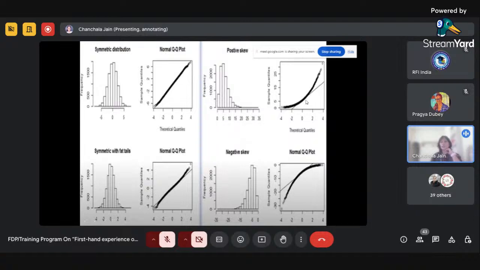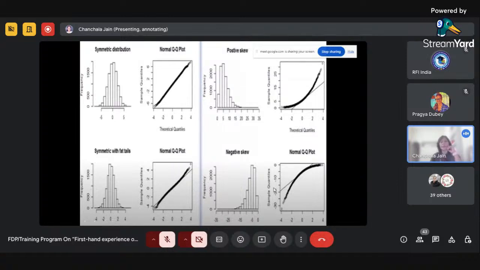In that case, you can find that the QQ plot will be like this, right? Then if I'm talking about symmetric data with fat tails, the meaning is that there are so many data points which are falling on your tails, right? So in that case, the QQ plot will be like this one.